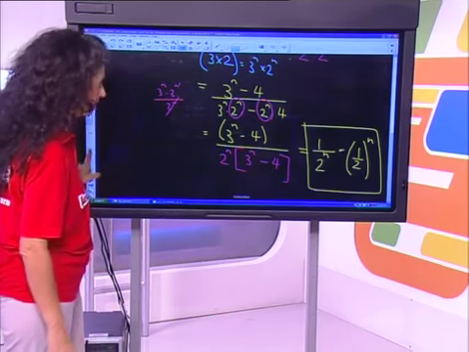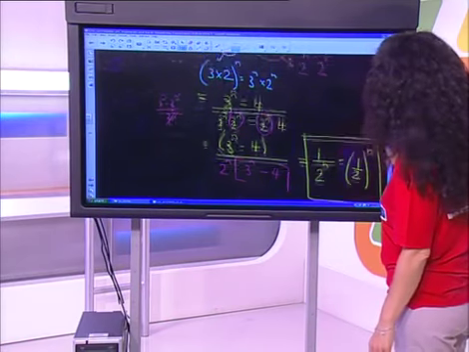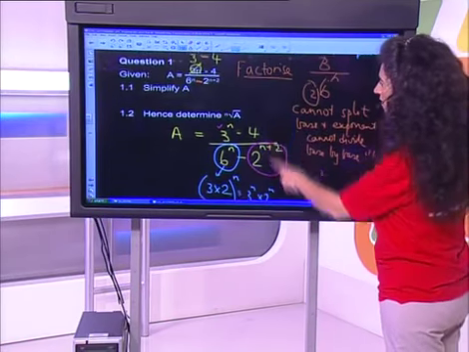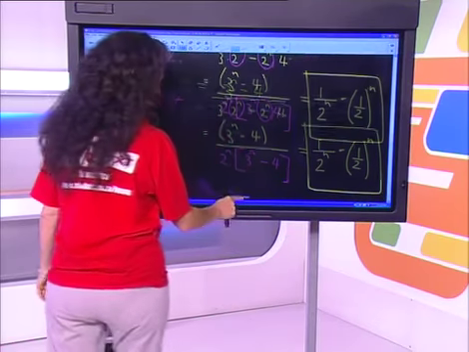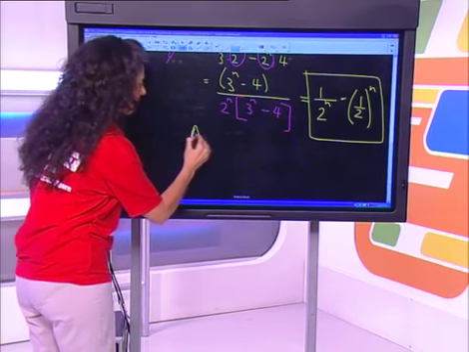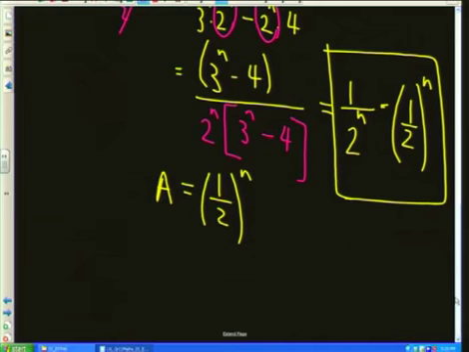Okay, so let's now see what was originally part B of that question, was to rewrite the answer in this format. So we now have A equals a half to the n. And the question said, please rewrite this in that format. What would it look like?